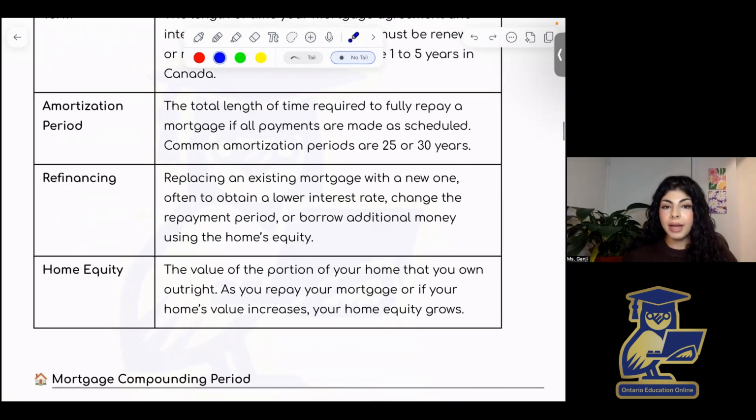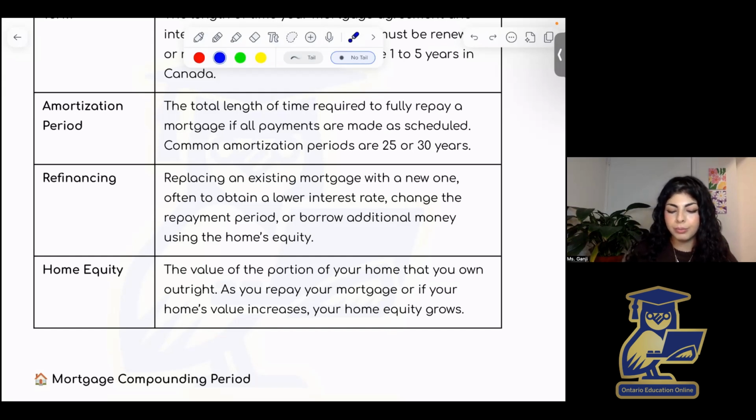Now, refinancing is when you are replacing an existing mortgage with a new one. That could be to get a lower interest rate, to change the repayment period, or if you need to borrow additional money, because by a certain period of time, you've already paid off a certain amount of the house. So now you have home equity, which is again the value of the home that you actually own. And so now maybe you want to make another purchase, you want to buy another property. Then you might refinance in order to get a bigger loan, or just for other reasons as well.